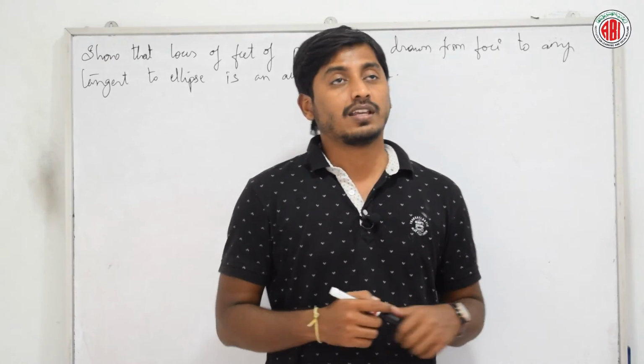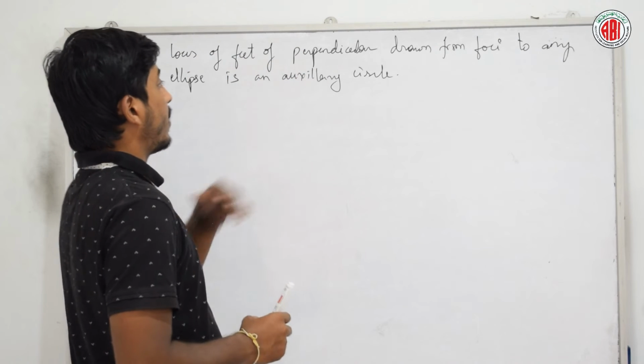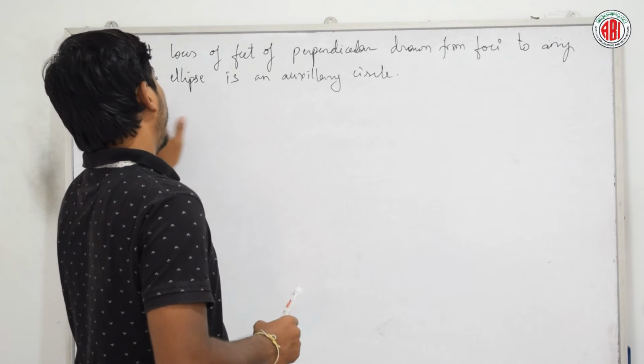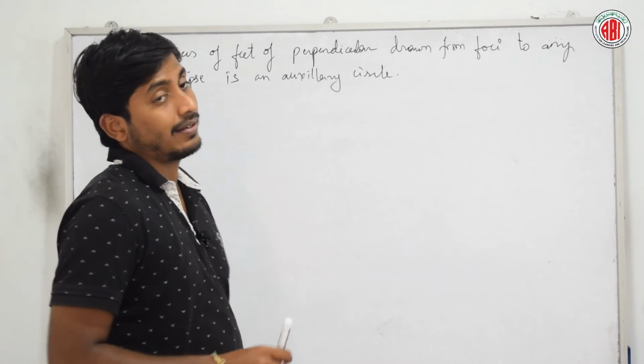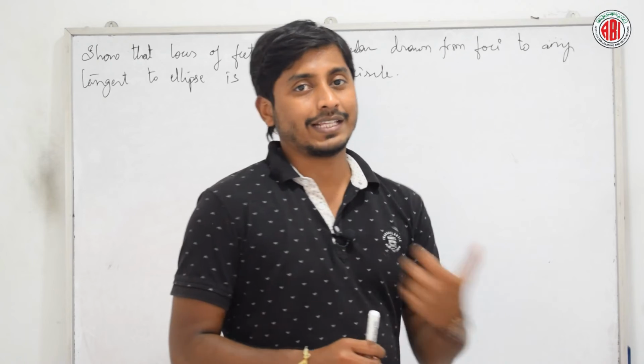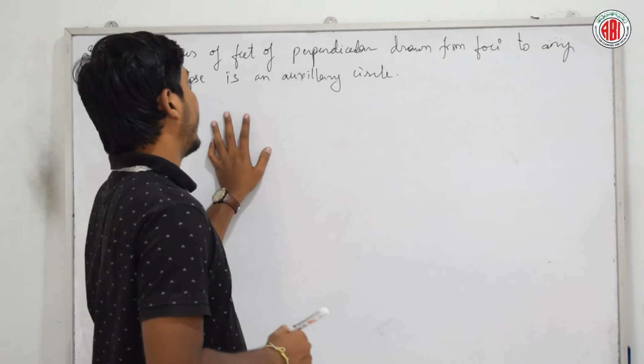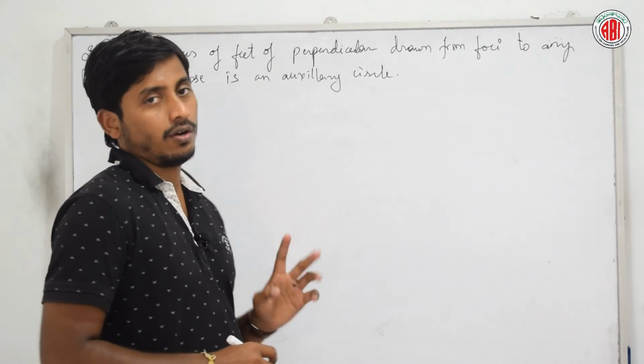Look at the next question here. Here he is asking us to show that the locus of the feet of the perpendicular drawn from the foci to any tangent to an ellipse is an auxiliary circle. The auxiliary circle will be x square plus y square equal to a square. So let us check whether we will get that kind of equation here or not.